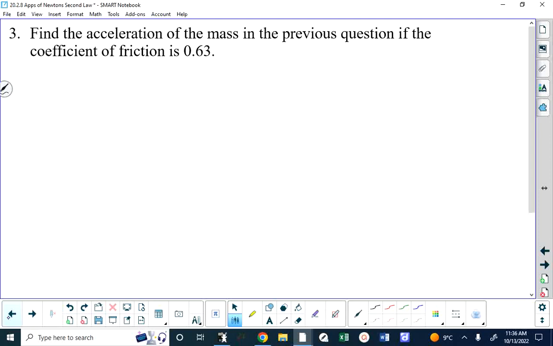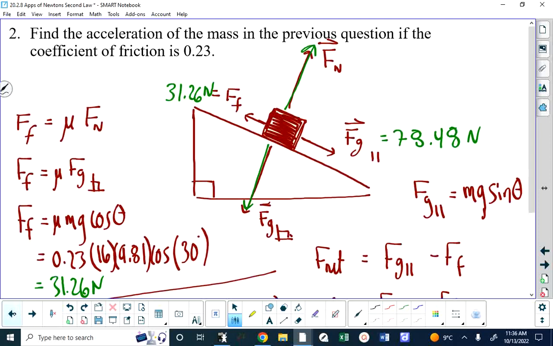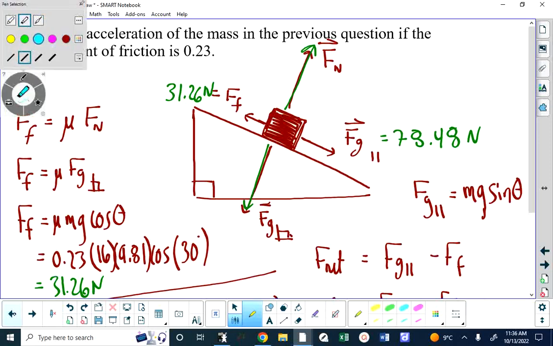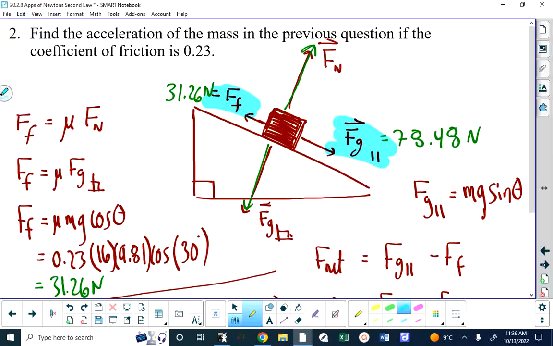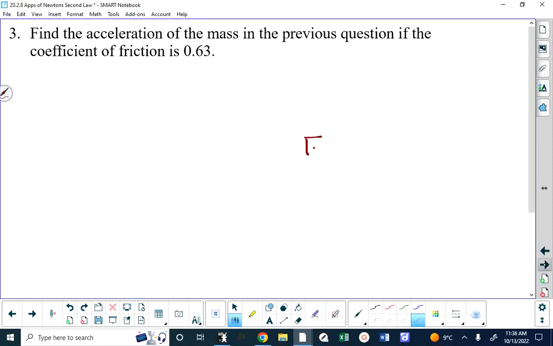But this goes to what we did here. Before we committed to writing any equation, we wanted to look at the values of these two forces. We need to know which one's bigger, because that's how we set up the equation. Well, we already know the force of gravity that's parallel to the ramp, that's acting down the ramp, is 78.48 newtons, and it's in this direction, right? Along the ramp.